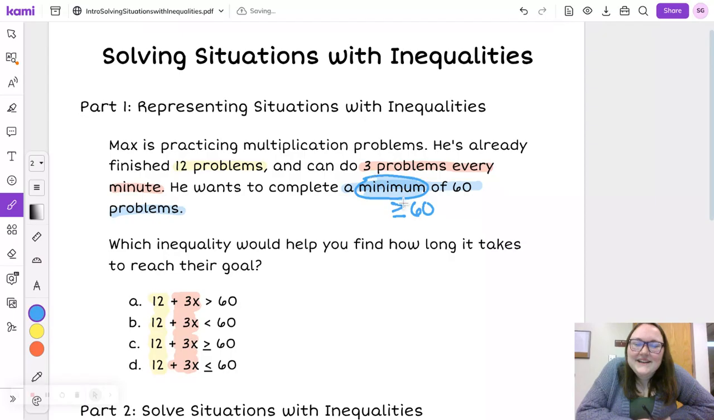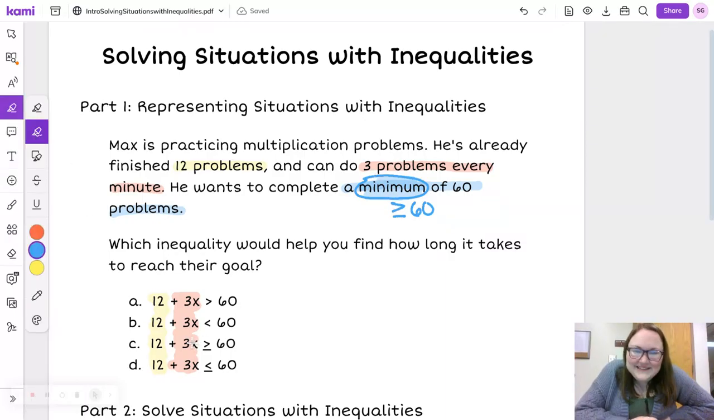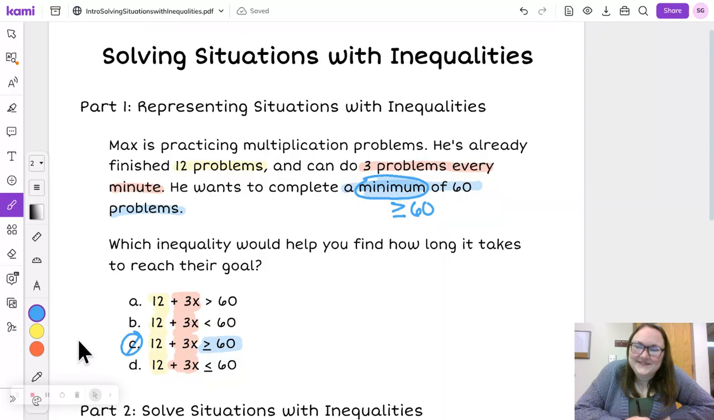And so by identifying that's our key word, it helps me know that the correct answer is going to be C because it's got a minimum of 60 problems in it. So this would be how we represent the story with an inequality. Notice a lot of this is similar to equations and what you've already learned in the past. The big difference today is just picking out which of our 4 inequality signs you would want to use.